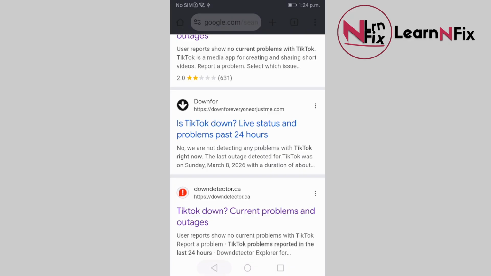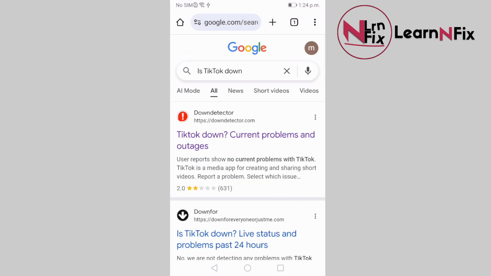that everyone is experiencing. So what you would do in this situation is just wait for a few minutes until TikTok solves this issue, and that should fix your issue.